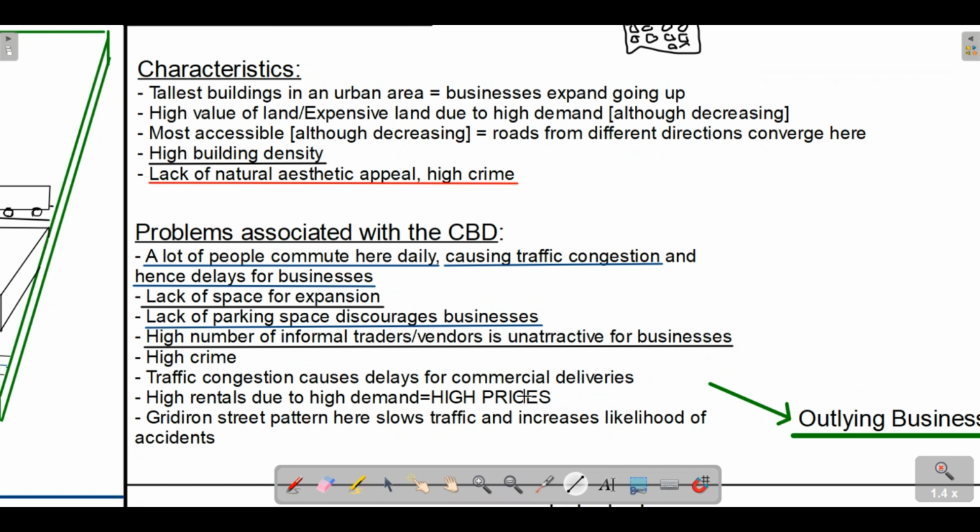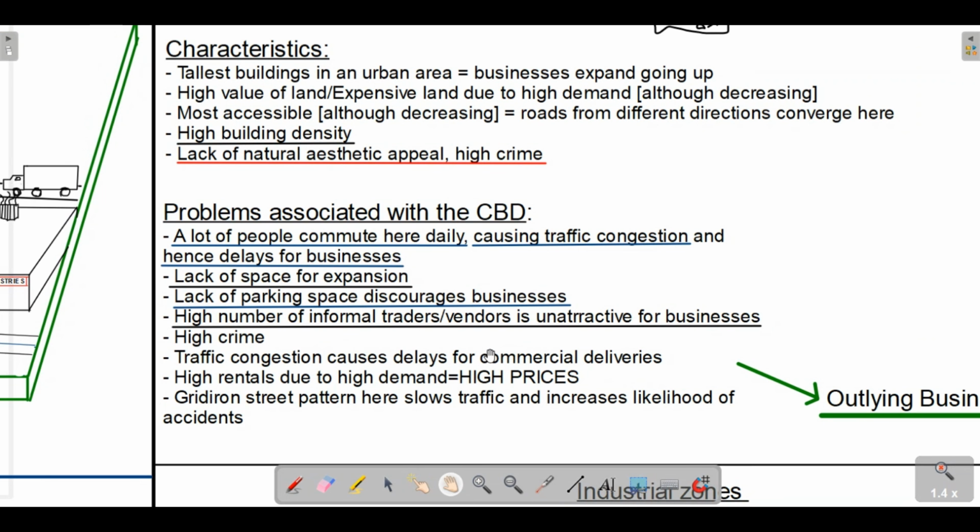When you go to a CBD, you are going to find a lot of vendors, a lot of informal traders. And a lot of homeless people are scattered around the CBD. So for some businesses, that is not attractive. Actually, for every business, it's not attractive. It's not attractive for a business to have hawkers running their businesses just outside the business. So it actually affects the appeal of the business itself.